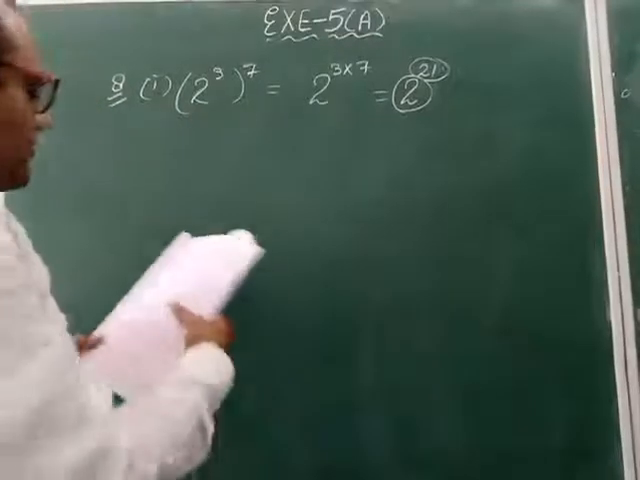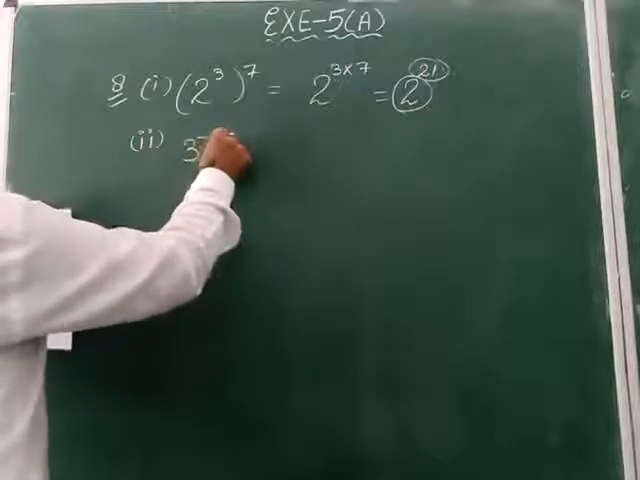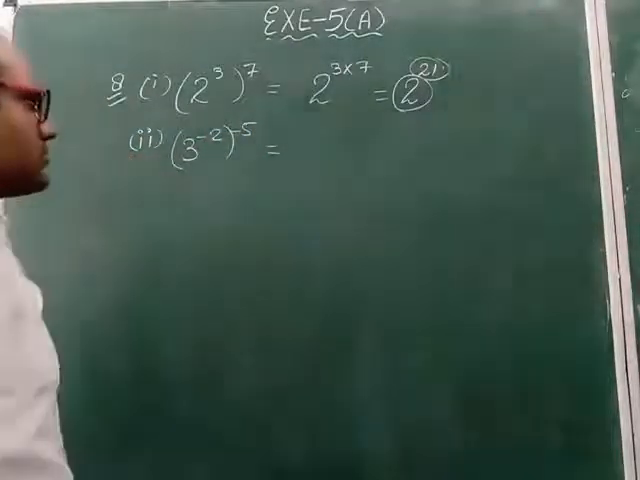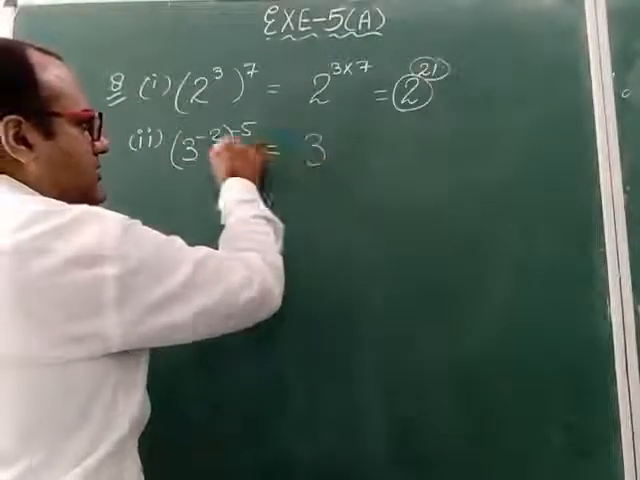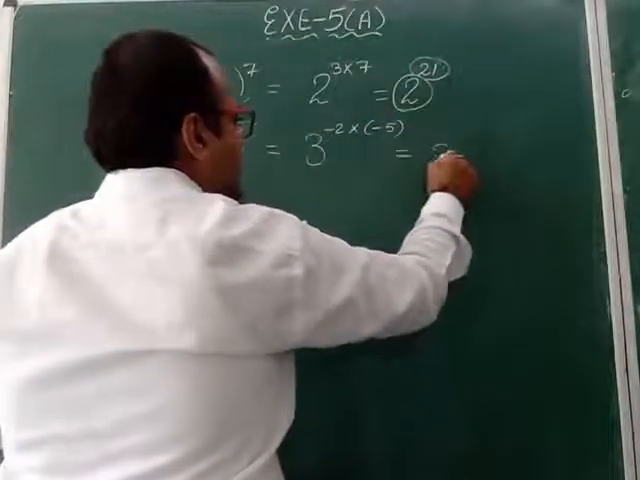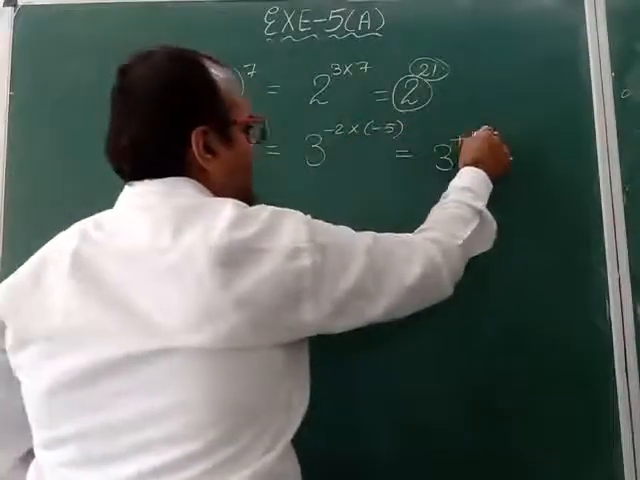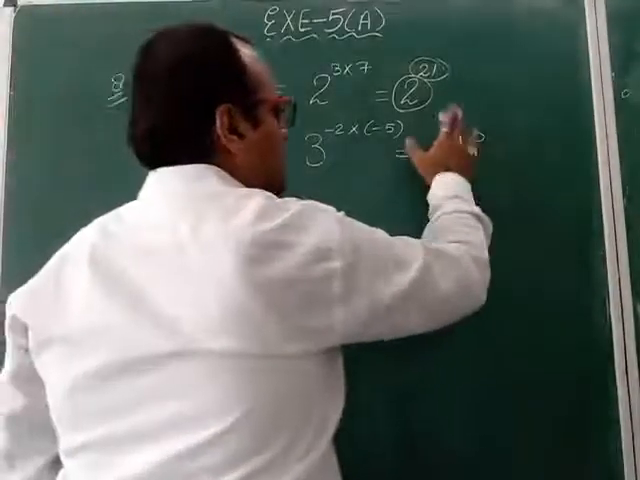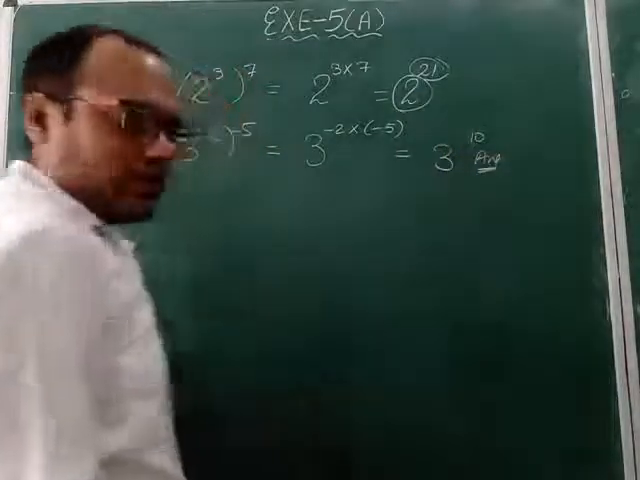Now see another part, part number 2: 3 power minus 2 whole power minus 5. So what we have to do here? Same as before, 3 we have to write as it is. Inside power multiply outside power. So finally 3 power, minus multiply minus will be plus. 2 fives are 10. So no need to put the plus sign in the power. So we will remove this plus sign. So finally the answer will be 3 raised to the power 10. Now see another part.